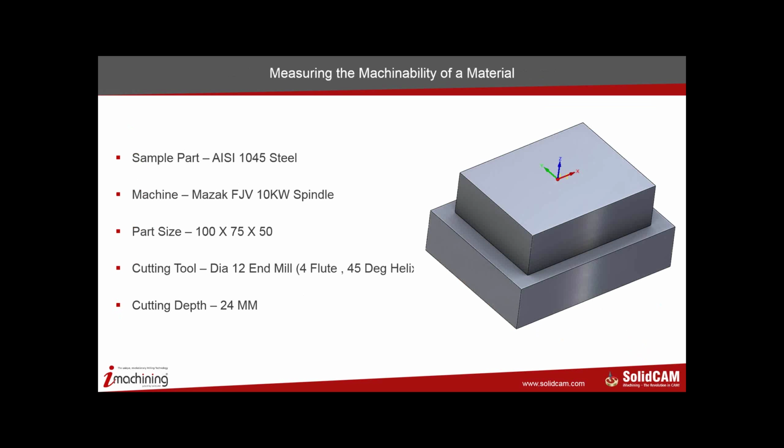To measure the machinability of a material, we simply take a block of that particular material. Let's say we want to measure the machinability of AISI 1045 steel. For that, we take a sample piece. You can take 175/50. Simply create the step that's shown here. This step could be about 7 to 8 millimeters or 10 millimeters, because we want the tool to keep cutting for at least 3 to 4 minutes to measure some values.